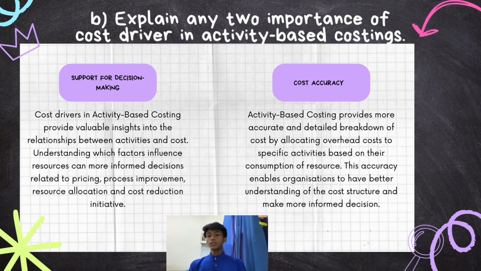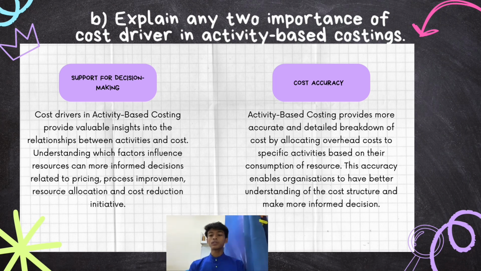For the second question, I will explain two importance of cost driver in activity-based costing. The first importance is to support decision making. Cost drivers in activity-based costing provide valuable insights into the relationships between activities and cost. Understanding which factors influence resources can better inform decisions related to pricing, process improvement, resource allocation, and cost reduction initiatives.